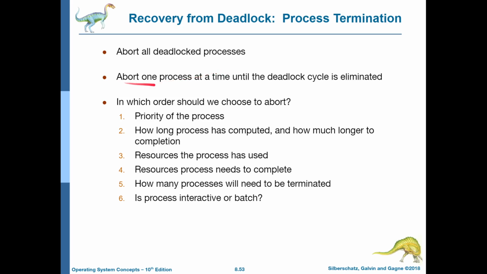We can also try to abort one process at a time. But which one do you start with? What order do you do this in? Well, one way is to use the priority of the process, or how long processes have computed, how much longer they have to completion, and the resources that are used by the process. Do you free up the ones that are using the most resources, or the least? How many processes will need to be terminated? You can also decide based on whether this is an interactive process or a batch process.